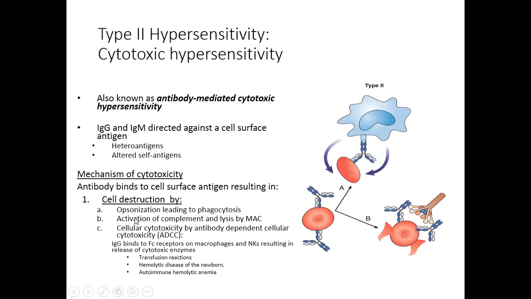What's the second mechanism of cell destruction that we've talked about? The activation of complement and lysis by the membrane attack complex. Again, we have an IgG with a red blood cell. Again, this could be an IgM, which would probably be preferable as an activator of complement, but IgG works as well. Both of them fix complement.